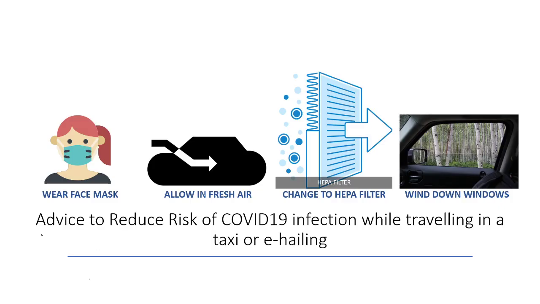So, the advice for people who are traveling in public transport like a taxi or e-hailing car is to always wear a face mask and, if possible, roll down the windows for fresh air. As for the driver of the public transport, it will be good to turn off the recirculating button to allow fresh air into the cabin. It will also be good to change the cabin filter to a HEPA filter.